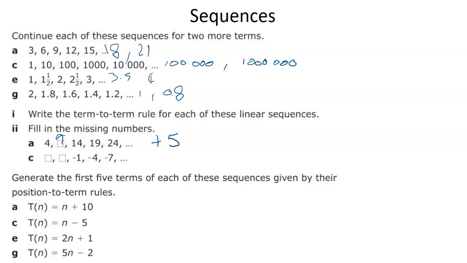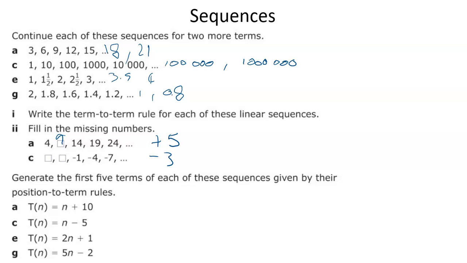Same thing in part B, it's going down by 3 each time. Even though they're negative, they are negative. And from -1 to -4 is reducing by 3, so it's a -3 situation. So we've got to work backwards.